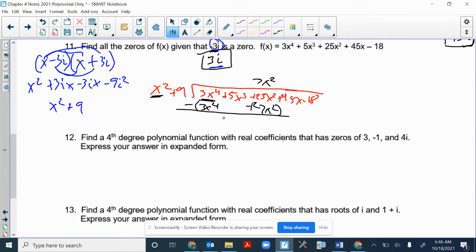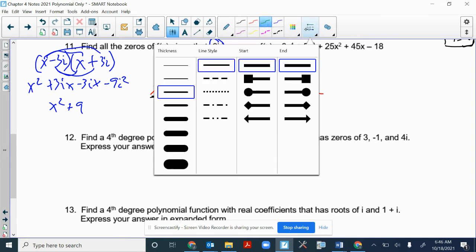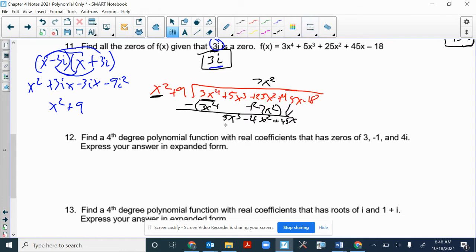So I get 5x cubed, and then 23 minus 27 is minus 4x squared. Bring down the next term, and I am running out of room, but that's okay. We'll move some stuff up in a second. Now I need to think, what do I need to multiply x squared by to get 5x cubed? Well, that's 5x. You multiply it out, 5x cubed plus 45x, and then I'm subtracting.